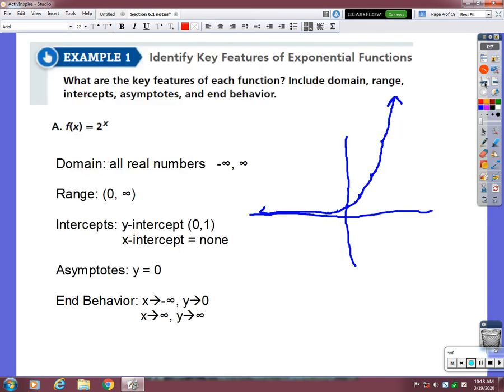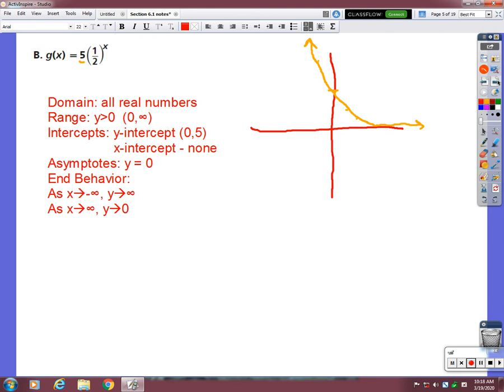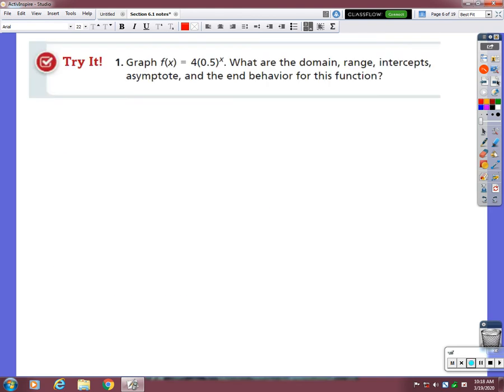Alright, so that's what an exponential function looks like. Okay, so if you wanted to, you could take a second, pause the video, get out a piece of scratch paper, and try this on your own. Take a look at the graph of y equals 4 times 0.5 to the x. Maybe just make a sketch of that graph and figure out what the domain, range, intercepts, asymptote, and end behavior are for this function. So if you want to do that, go ahead and pause the video and do it.